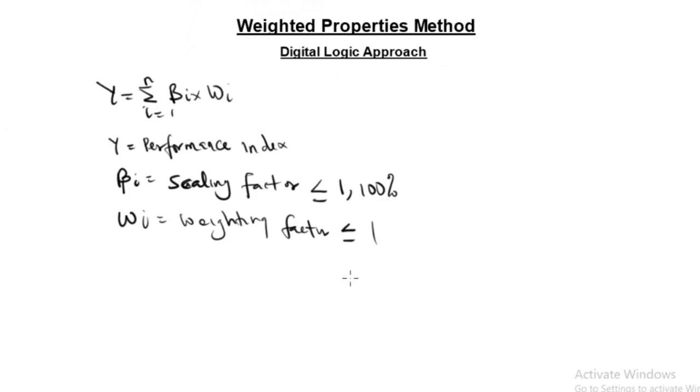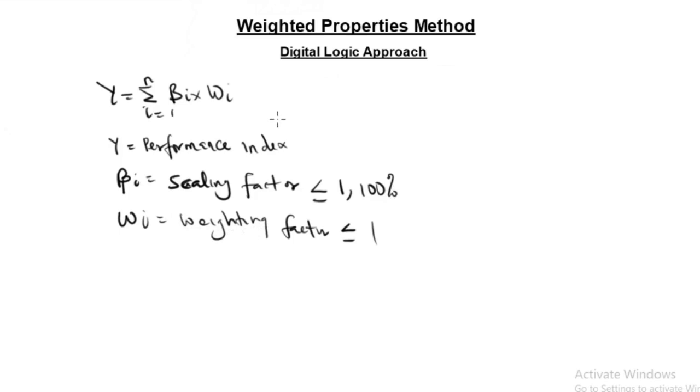So we have several methods of finding the weighting factor. That is the main purpose, right? We're going to solve a sample question in this video for us to understand how we can use the digital logic approach, and also how we can find the scaling factor and the weighting factor. One thing you should know is that sometimes they will give you the weighting index, so you don't need to find it.